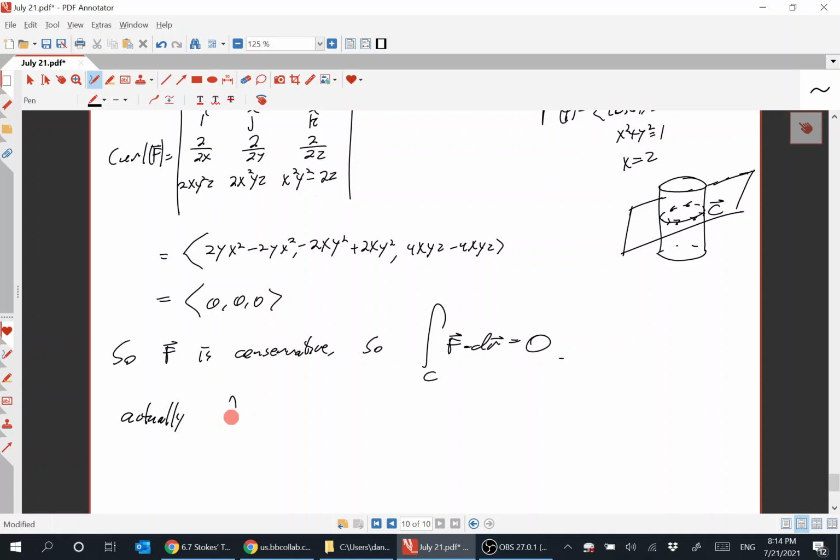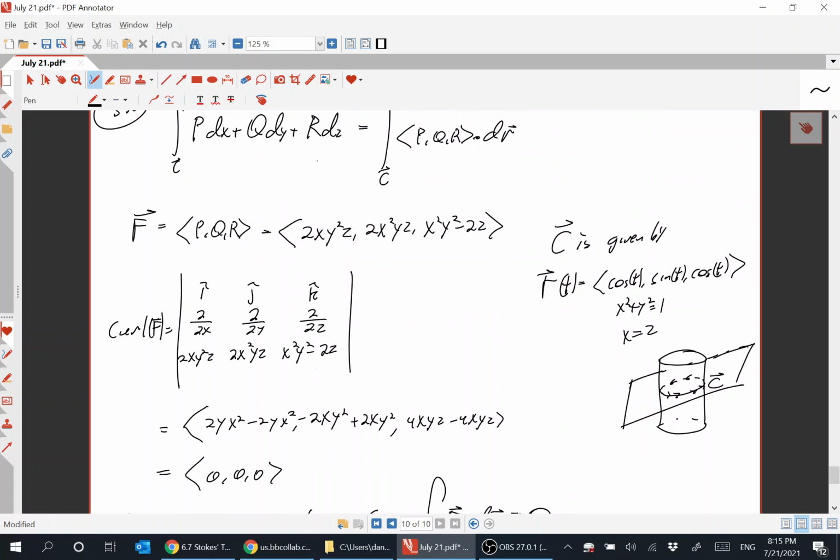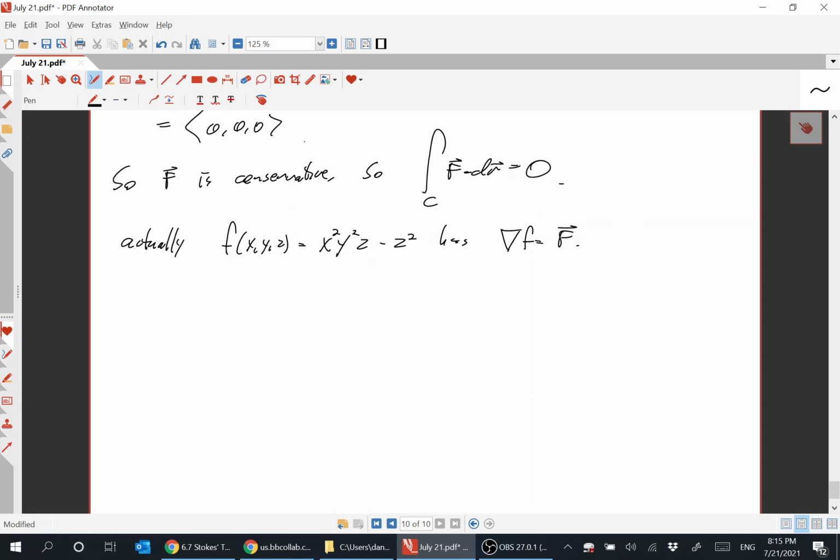Actually, f(x, y, z) = x squared y squared z minus z squared has the gradient of f equal to, I believe so, right? The derivative with respect to x is 2x y squared z. Derivative with respect to y is 2x squared yz. Derivative with respect to z is x squared y squared minus 2z. Yeah. All right, so that would be a nice problem to do otherwise, but that's what that one is, 335. 339.